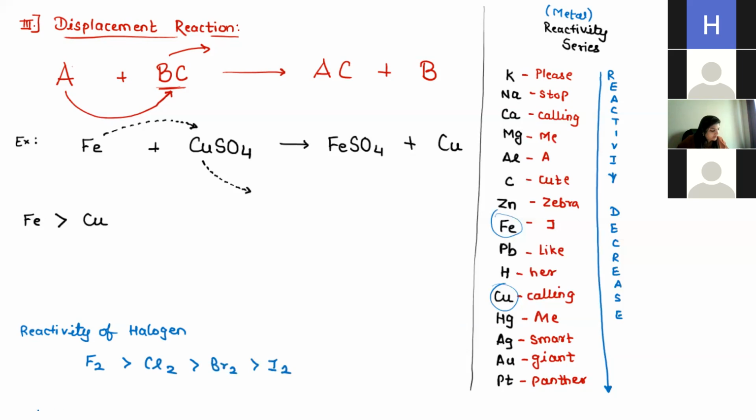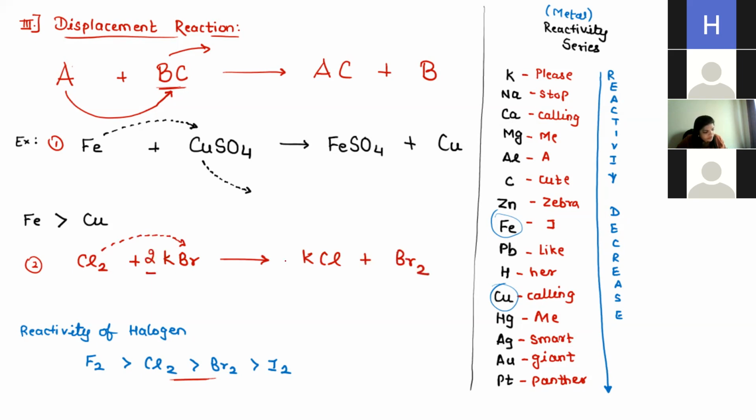So if I want to write a reaction with halogens, the reaction is another example. Let's say I have Cl2 plus KBr. Is Cl more reactive than bromine? Yes. So Cl will displace Br, and you are going to get KCl plus Br2. And balancing, do not forget to balance your reaction. Please copy down this.